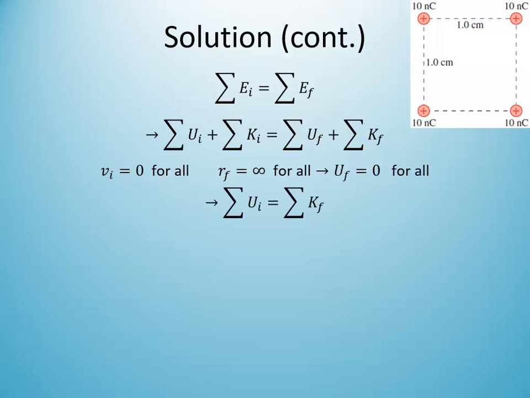Well, what is that total potential energy at the beginning? Let's label the particles 1, 2, 3, and 4 going clockwise, starting with the upper left particle. There's going to be potential energy between particle 1 and particle 2, between particle 1 and particle 3, and between particle 1 and particle 4. So three different potential energies associated with particle 1. There are also going to be three different potential energies associated with particle 2. Potential energy between particle 2 and particle 1. But wait, we already counted that one when we were counting up the potential energy for particle 1, so we don't want to count it twice.